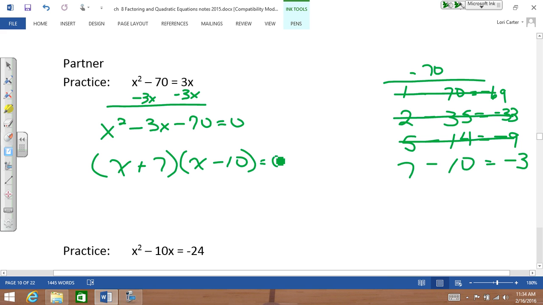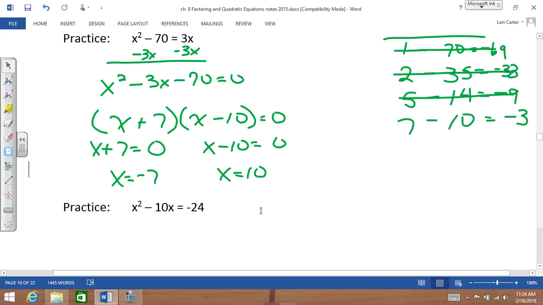Boom, I did it right. Okay. Now, a lot of you had that flip. If you put 10 minus 7, you had a what kind of 3? Positive. And what is my middle sign? Negative. Who rules in these problems? Negative. Okay, so what do we do with x plus 7? Set that equal to 0. x equals negative 7 and x equals 10.